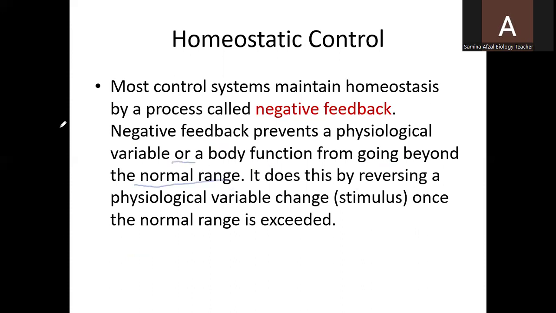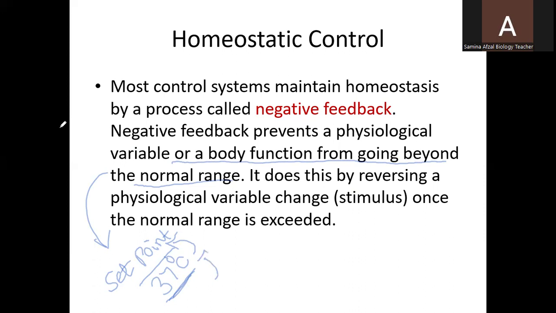If any body function is exceeding the normal range, meaning a set point. Set point means, for example, our normal body temperature is 37 degrees centigrade, so it is the set point. So if our body temperature exceeds this temperature, then negative feedback will take place to bring back, or reverse, the temperature to the set point, that is 37 degrees centigrade.